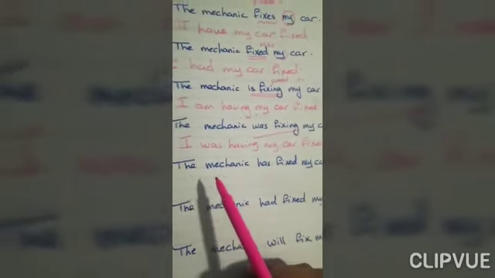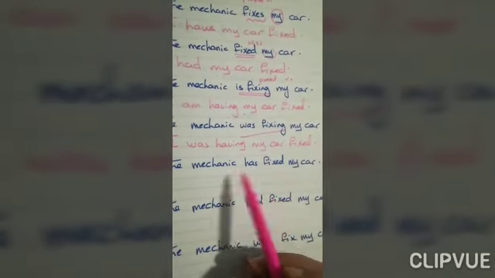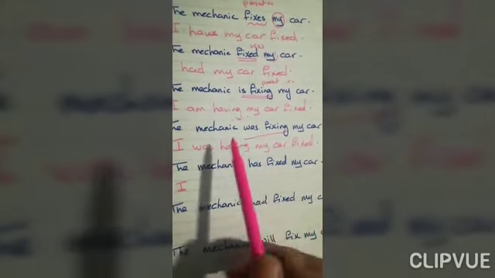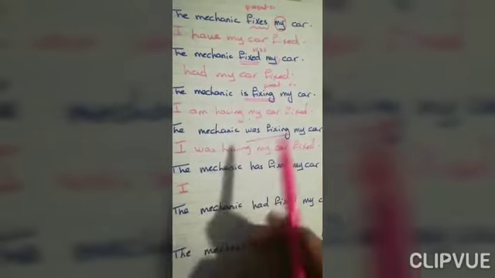Moving to the next sentence. The mechanic has fixed my car. The mechanic has fixed, so it's a piece of cake. I know it's the same example, but the most important thing is to know how to form the causative.